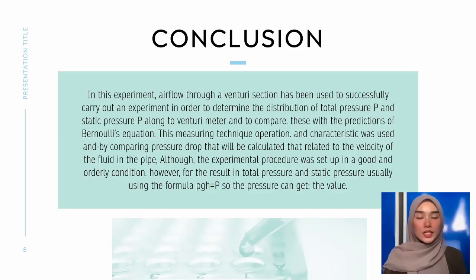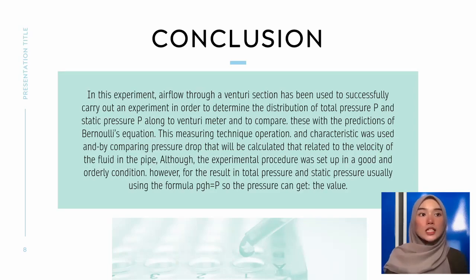So the last part is the conclusion. In this experiment, a flow through a Venturi section has been used to successfully carry out an experiment to determine the distribution of total pressure and static pressure along the Venturi meter and to compare this with the predictions of the Bernoulli expression. This measuring technique was used, and by comparing the pressure drop that will be calculated, it relates to the velocity of the fluid in the pipe.